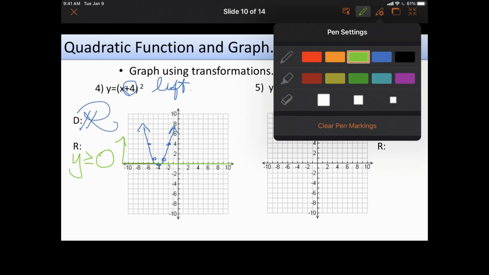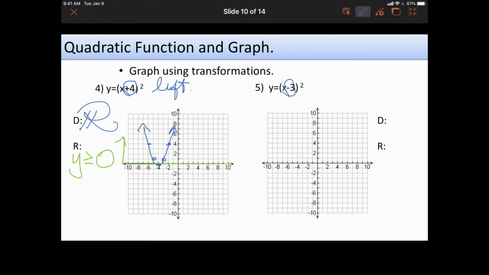Right. So inside I have a minus 3, so that's to the right. So 1, 2, 3, that's where our vertex is. 1 to the right, 1 up. 2, 1, 2, 3, 4. Same thing on the other side. Domain, that's right, all real numbers, and the range is the same as the previous one and the parent.